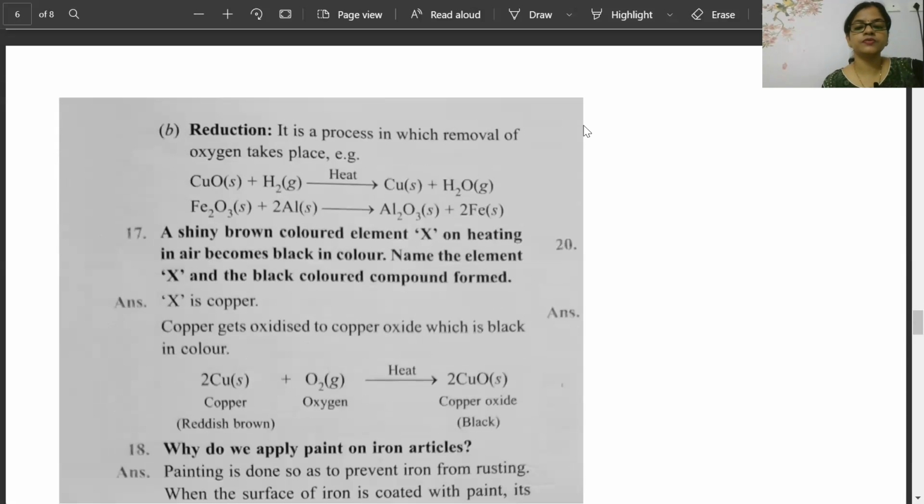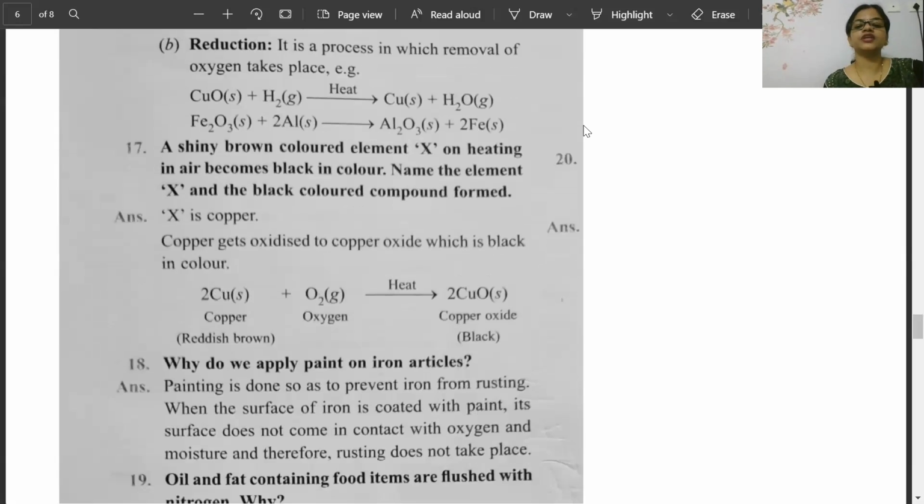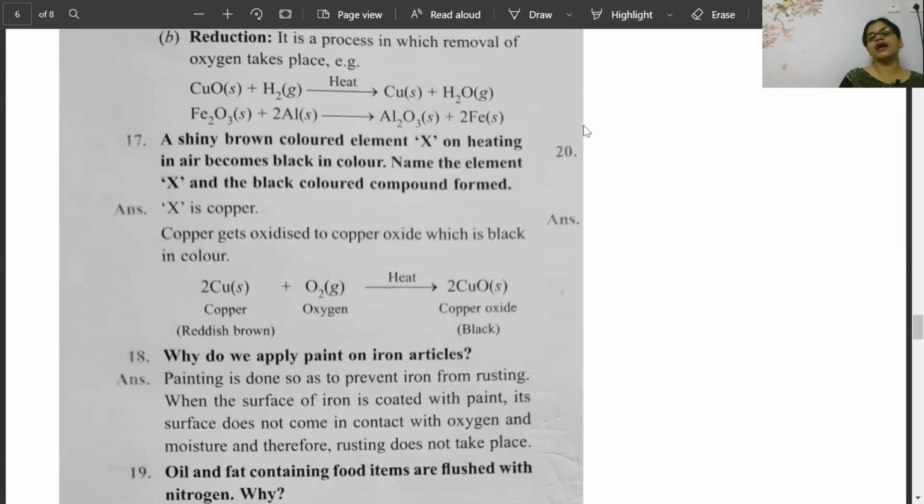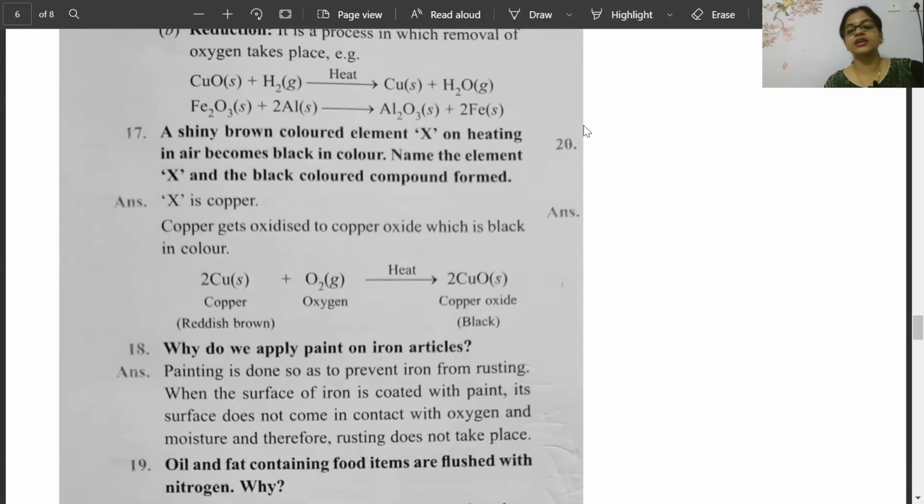Reaction is also shown. Next question: why do we apply paint on iron articles? To avoid rusting. Okay, that is the answer, and then you have to explain this point. Now, oil and fat containing food items are flushed with nitrogen. Why? In short, write the answer. It prevents rusting. Second one, beta, 19th answer I am asking. It prevents rancidity. Rancidity means the food will not get spoiled.